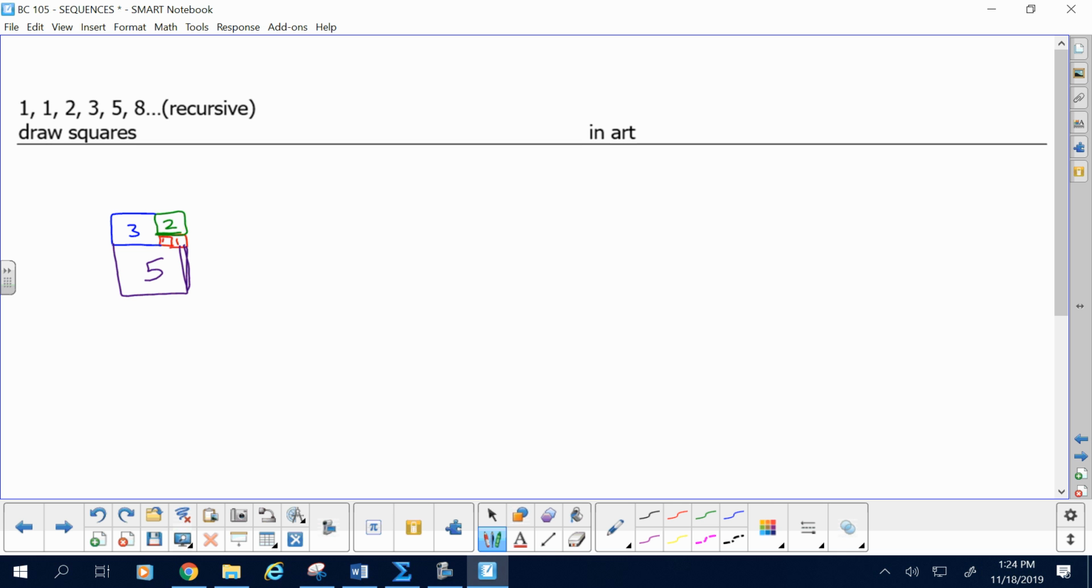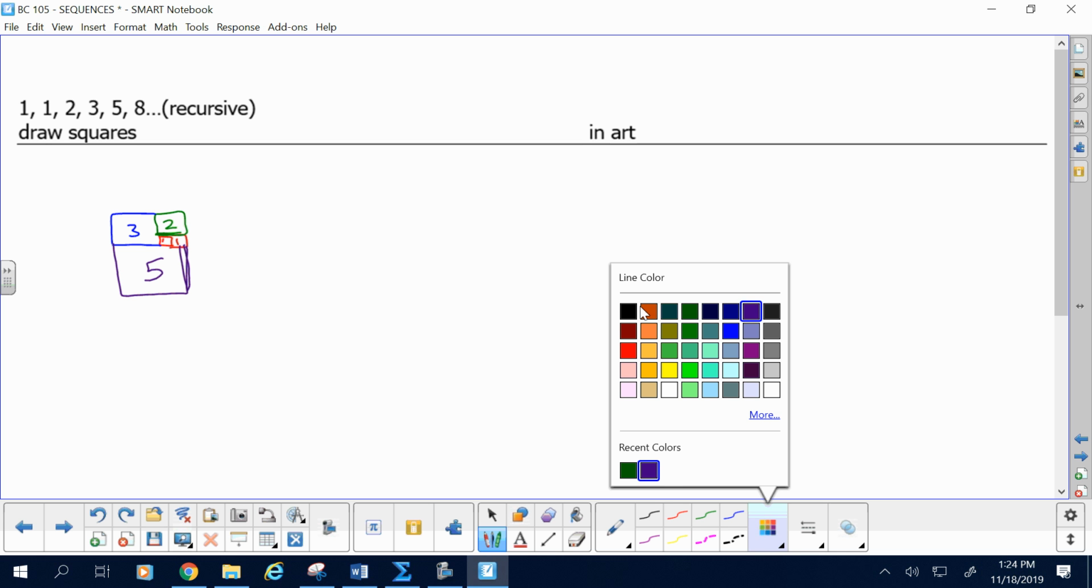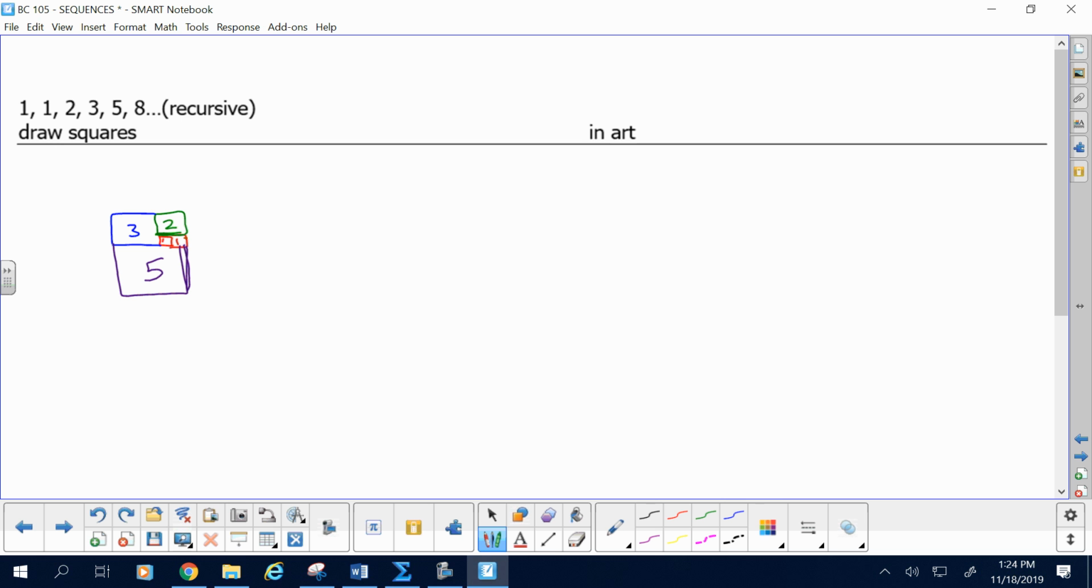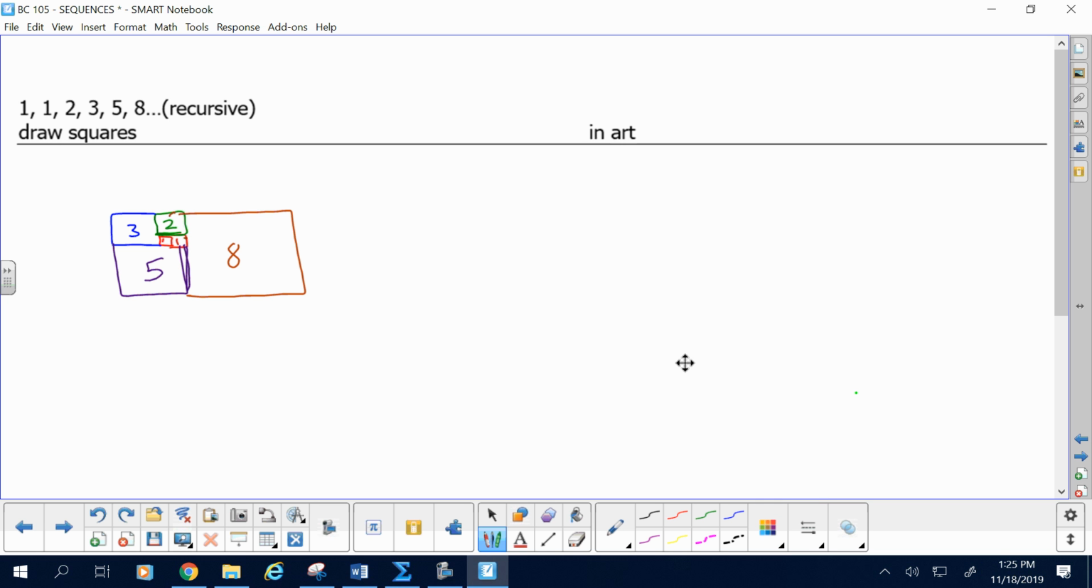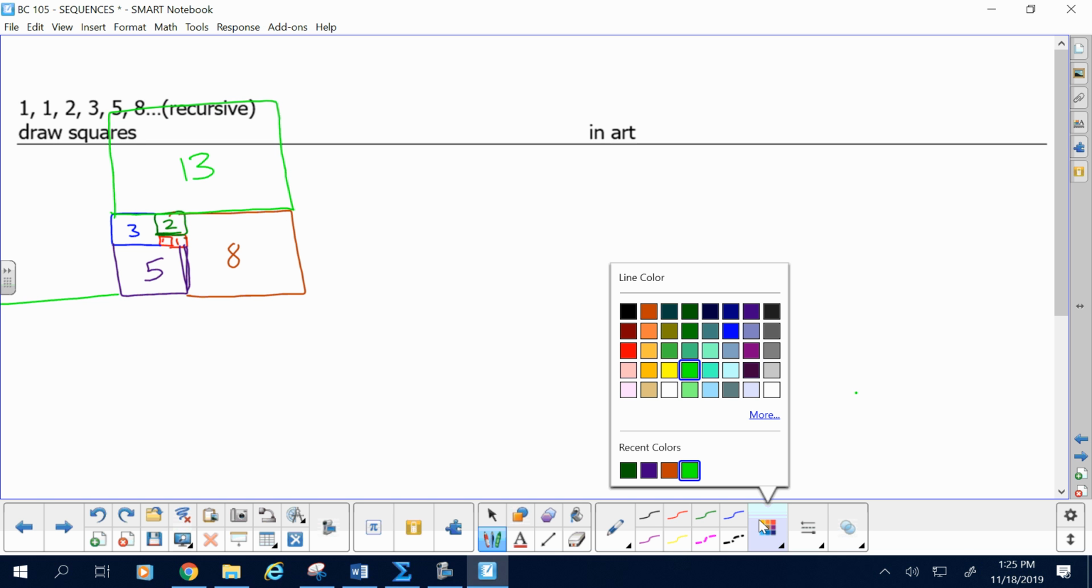Okay. Now draw right. 5 plus 1 plus 2 is 8. Okay. Now draw above. 8 plus 2 plus 3, this whole length is 13. And then off here is 13 plus 3 and 5, which is 21.